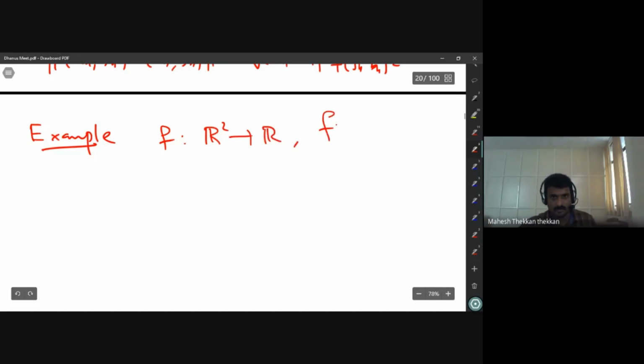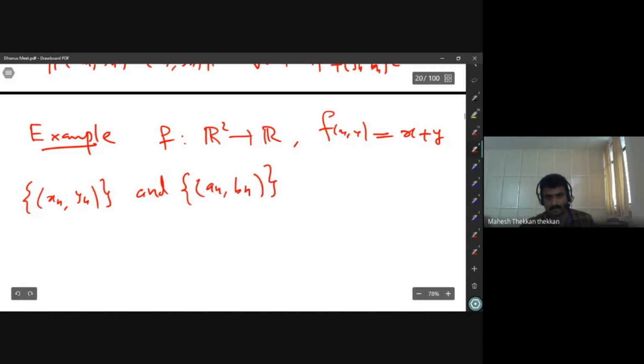So let me look at some examples. This is a very simple example. You take f from R2 to R, and f of (x, y) is taken as x plus y. Simplest example I have taken. Now you take two arbitrary sequences, (xn, yn) and (an, bn).